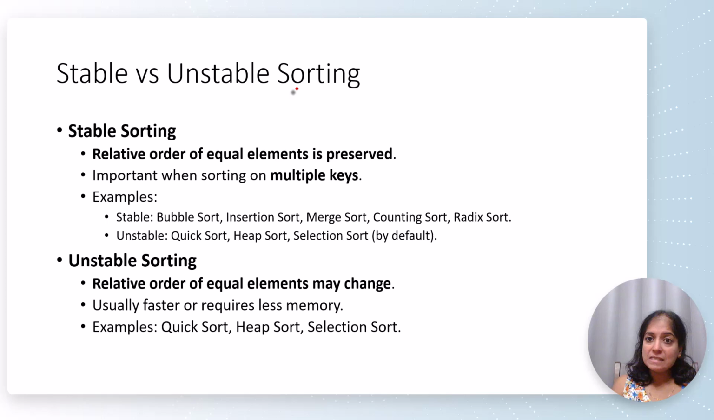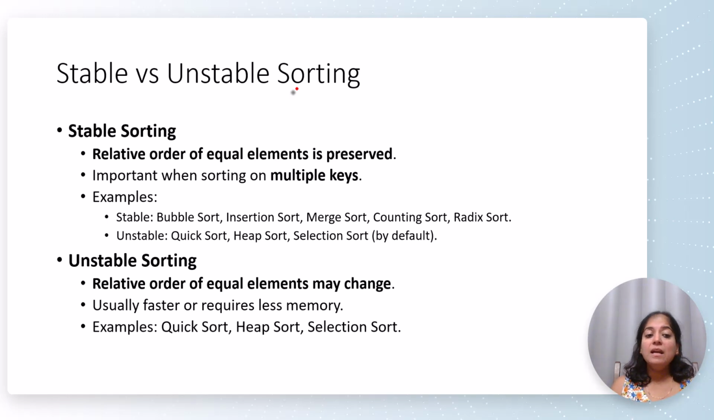So in that case, if we're comparing, for example, employee ID, the sequence of employee names is preserved if the names are the same. That is called stable sorting. Bubble sort, insertion sort, merge sort, counting sort, radix sort, all these are stable sorts by default because in these the relative order of equal elements does not change.